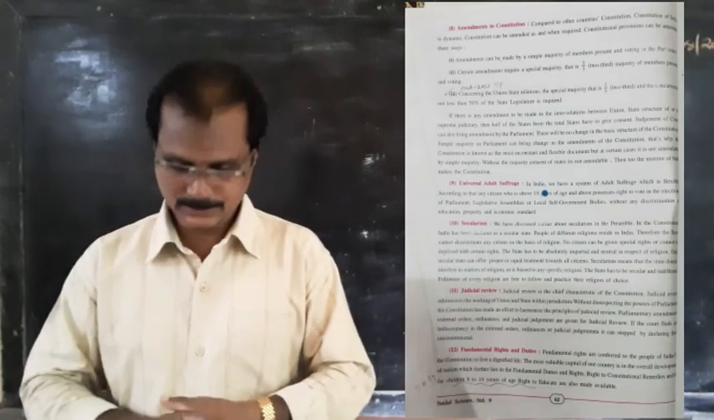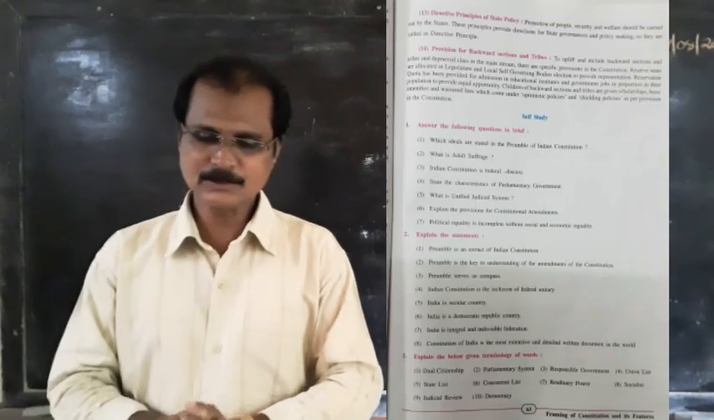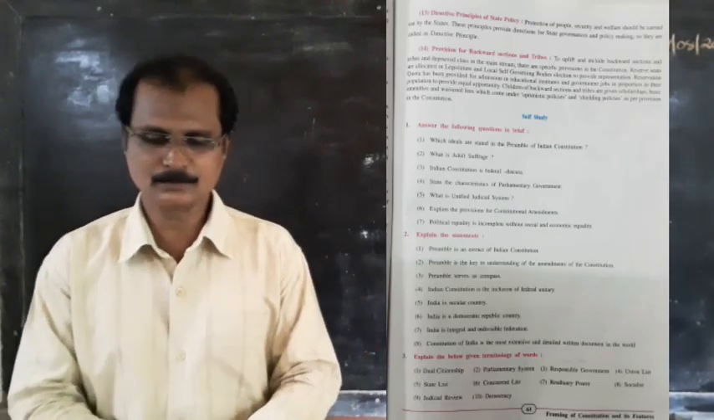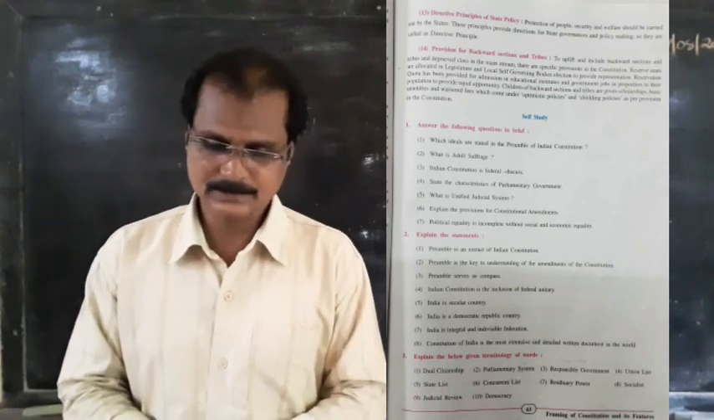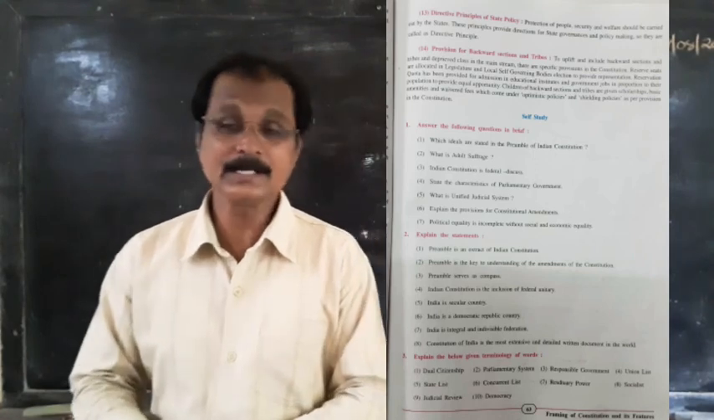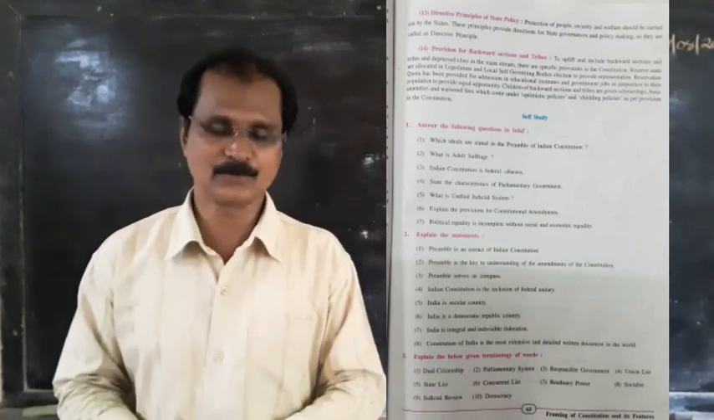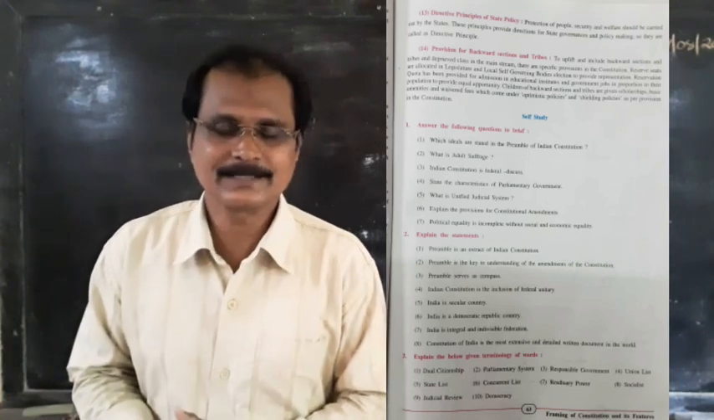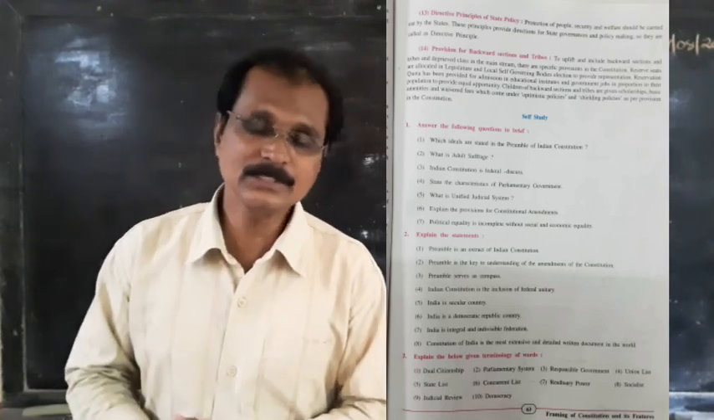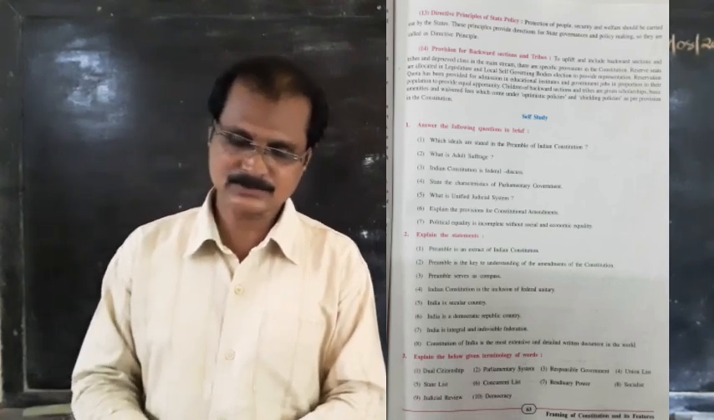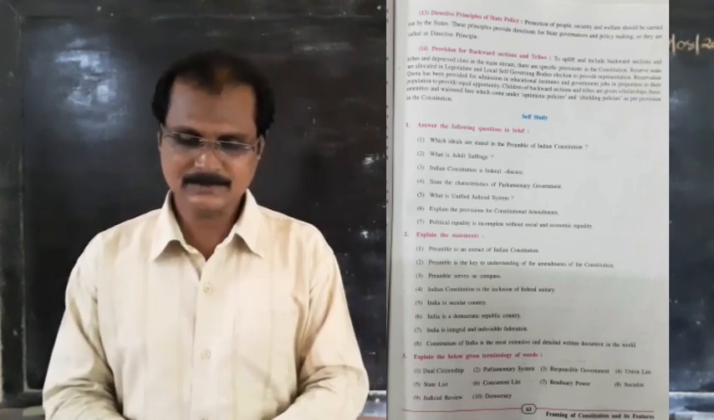Then that is the point, page number 63. Directive principles of state policy. The protection of people and security welfare should be carried out by the state, and these principles should guide the state governments in policy making. They are called the directive principles. And the last and 14th point, provision for backward sections and tribes. There are certain provisions made for the backward classes and sections, for their uplift, to include the backward sections, the tribal and deprived classes in the mainstream.